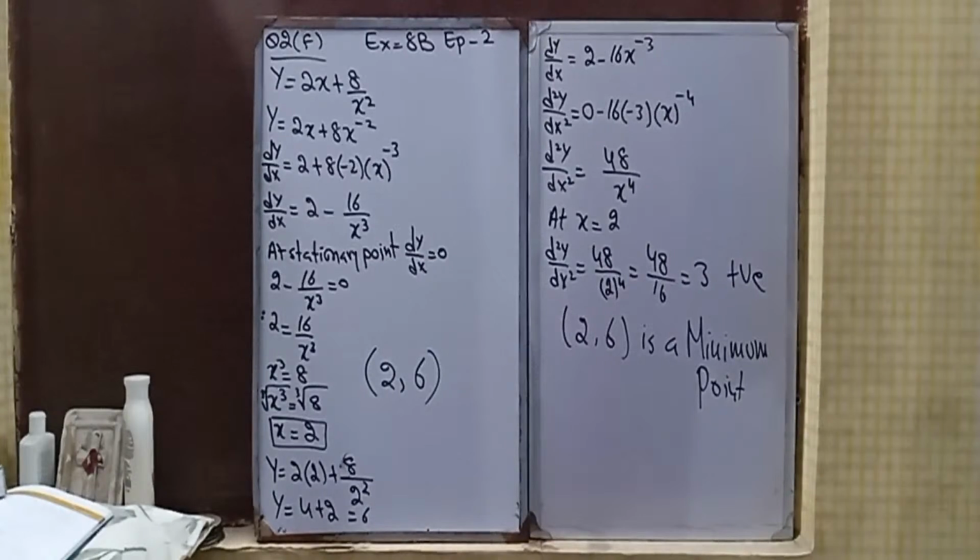So we found that (2, 6) are the coordinates of the stationary point, and its d squared y by dx squared is positive. If the second derivative is positive, that shows that the point is a minimum point. So my dear students, there were F parts in this question and we are done with it. So that's it for today.